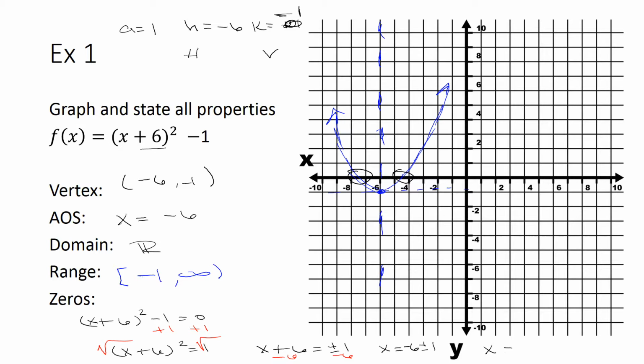which is going to give us x is equal to negative 6 plus 1, which is negative 5. Negative 6 minus 1 is negative 7. Okay, so our zeros here, it's actually going to cross the axis right here at negative 5 and negative 7. So if we want to graph this correctly, okay, this is what it's going to look like.